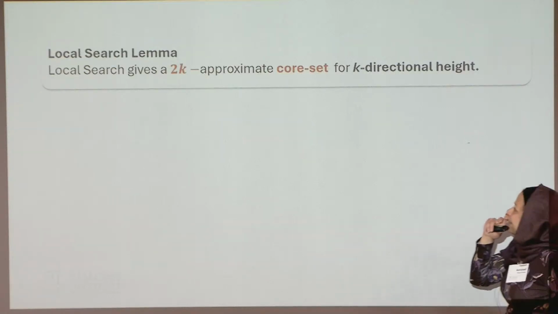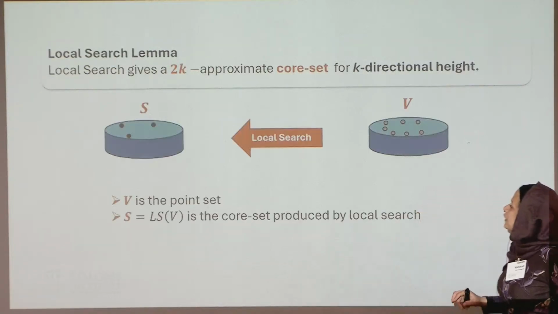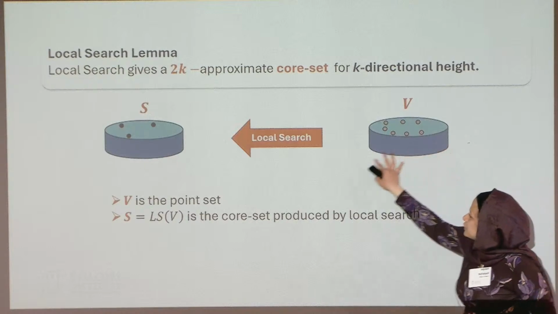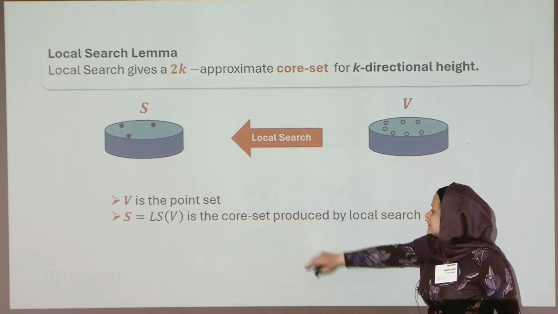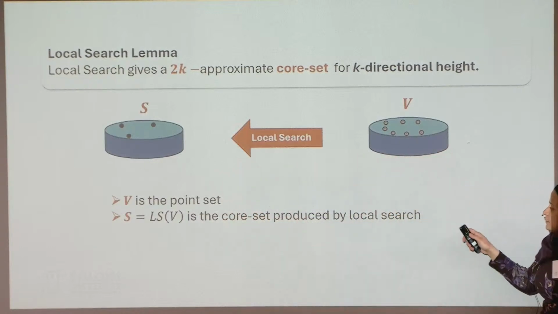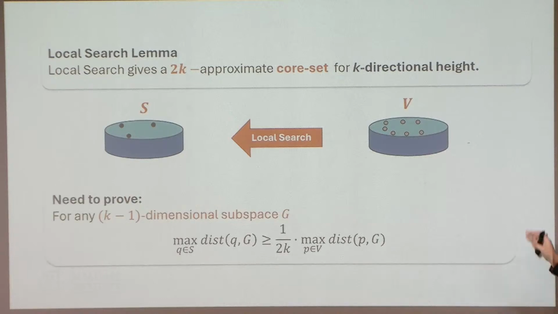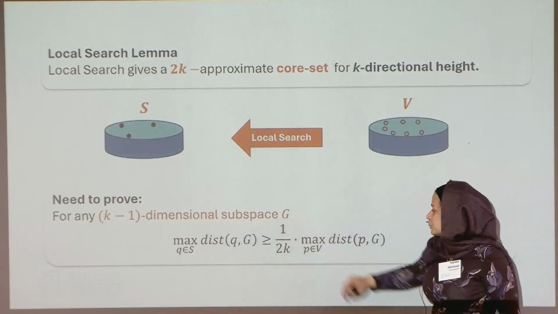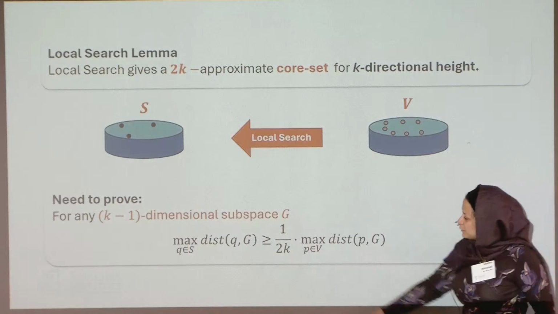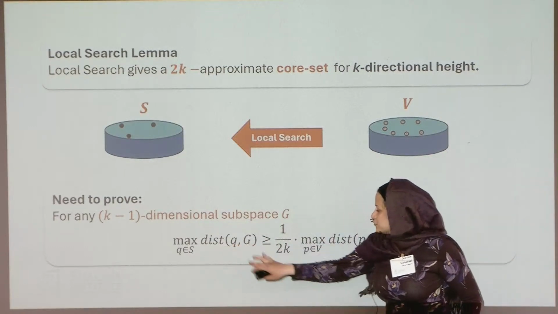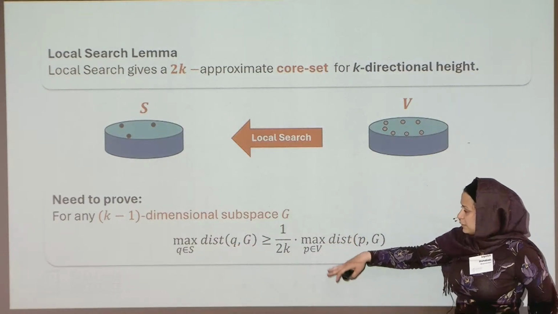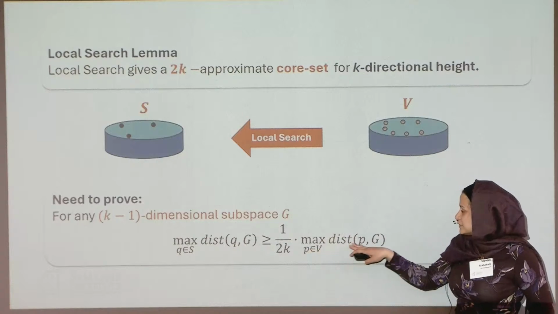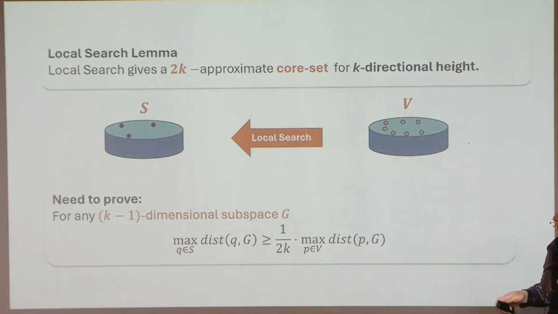Okay. So how do we prove it? So again, we have a point set. We run local search. We get a subset of size k. And now we want to show that this is preserving the k directional height, meaning that if later on I take a k-1 dimensional subspace G, then the maximum distance of my points in the coreset to G is not much smaller than the maximum distance of the points in the original point set to G.